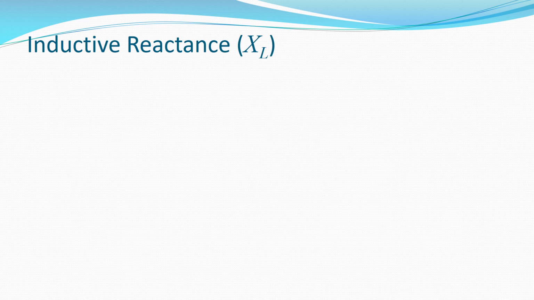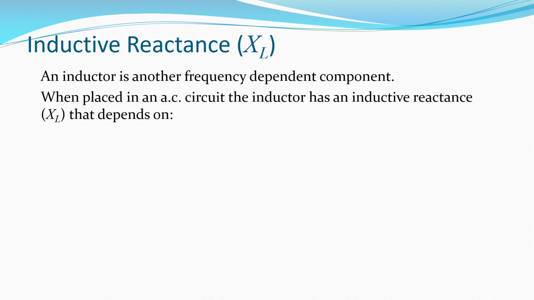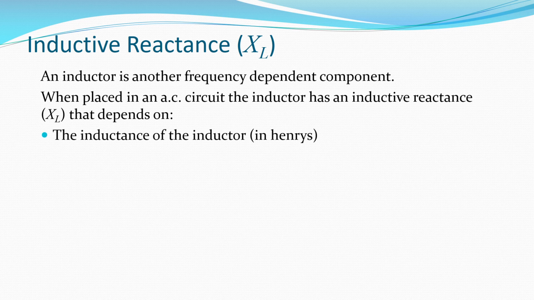Now, similar to a capacitor, an inductor has a reactance. That is something like a resistance value which is dependent on the frequency of the source. A reactance is going to be very much like a resistance in that it will oppose the flow of charge. An inductor is another frequency-dependent component. When placed within an AC circuit, the inductor has an inductive reactance XL, which depends on the inductance of the inductor and the frequency of the AC supply.